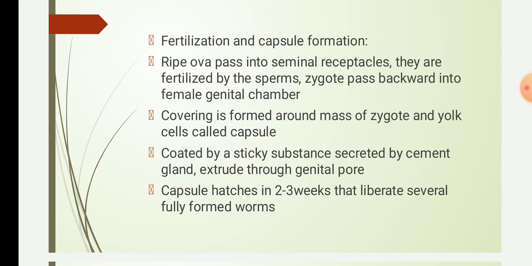Okay, and during the breeding season, what happens? The copulants lay a succession of capsules at different times within a few days. Okay, and at ordinary temperature the capsule hatches within 2 to 3 weeks. Okay, this is about the sexual type of reproduction.